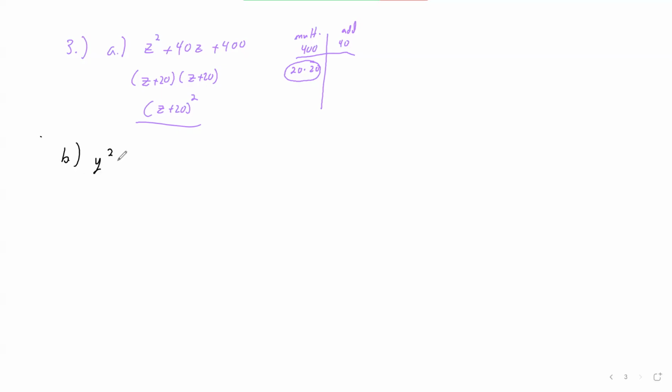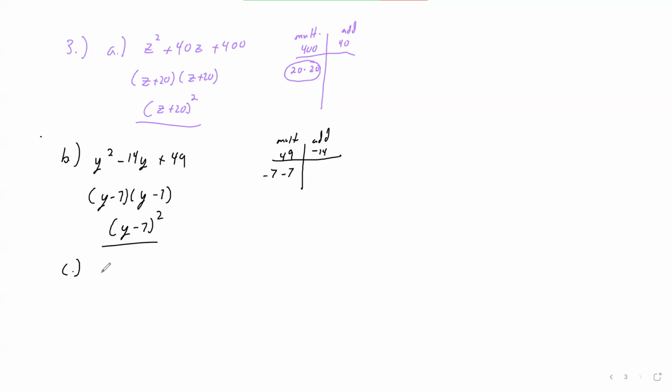We have y squared minus 14y plus 49. So again, I go through the process. I want to multiply to 49 and add to negative 14. So looking at 49, I can see that's going to be 7 and 7, but to add up to negative 14, they would both need to be negative. So then I get y minus 7, y minus 7, and since they're both the same, I can say y minus 7 squared.